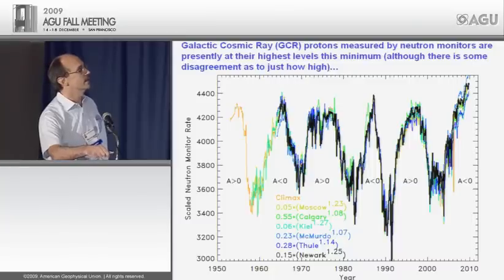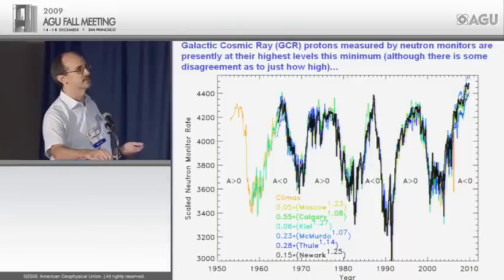When scaled in this manner, they actually all agree with each other fairly well during this last A negative, but if you look carefully, you see that by the time you get to the present here and even up into this last solar minimum, there starts to be some divergence. For the purposes of this talk, I'm not going to worry about that too much.